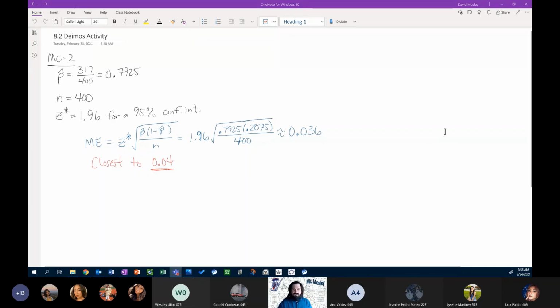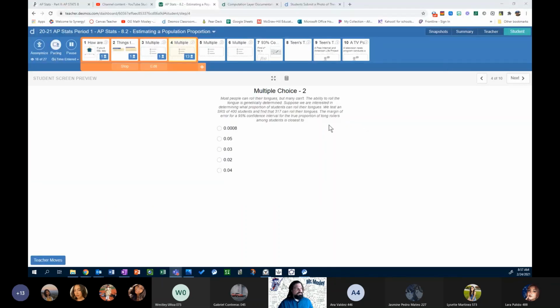Is there anything I can clarify about this example? All right. So again, in this case, 0.04 was the closest, right, that we have, closest one as far as these options.